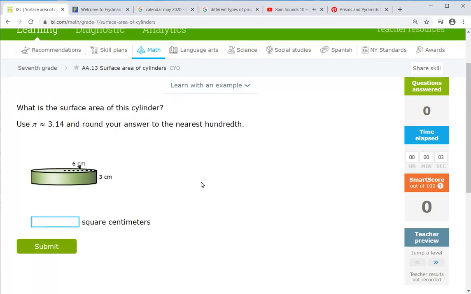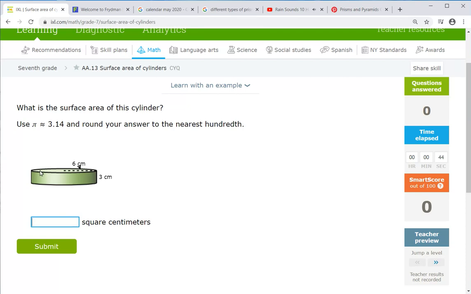What is the surface area of this cylinder? Use pi is approximately equal to 3.14, and round your answer to the nearest hundredth. Okay, so to find the surface area of a cylinder, we need to find the area of the two bases, both of which are circles. So the area of the top base, which is a circle, and the area of the bottom base, which is a circle, and then add the area of this lateral surface, which is actually, if you stretch it out, a rectangle.